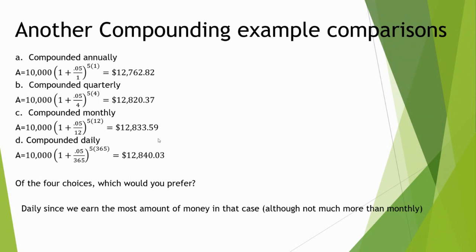Although it's not much more than monthly, as you can see. Here it's only a little less than $7 more. But you're still going to make more money, though. Okay, well, what if it were to compound always, every second, more than every second? What if it was being compounded all the time? Well, could we figure out how much money we would have? Well, it turns out the answer is yes.